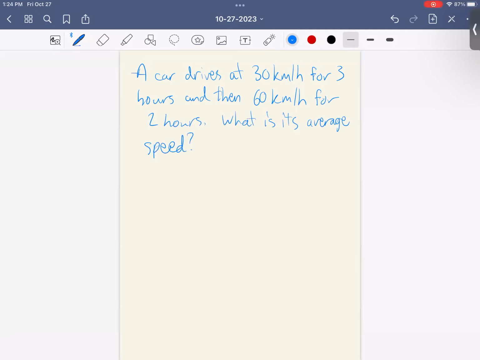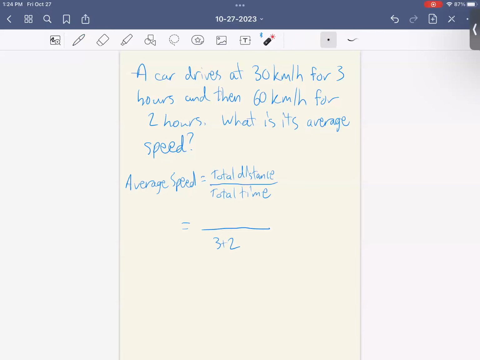This question is actually a little bit easier than the original question, because you still have the same formula, right? The average speed is still going to be equal to the total distance over the total time. But in this case, this is much easier to do, right? Because the total time is, well, it drives 3 hours and then 2 hours. So the total time is just 3 plus 2. It's going to be 5 hours.